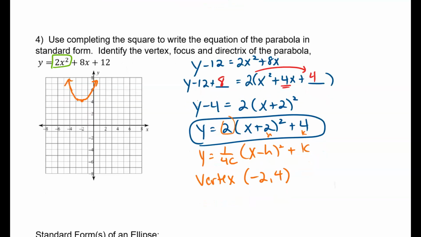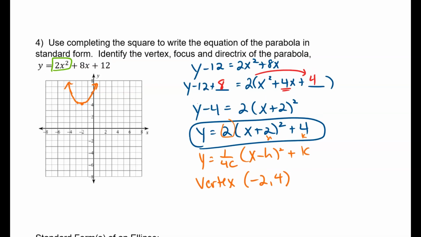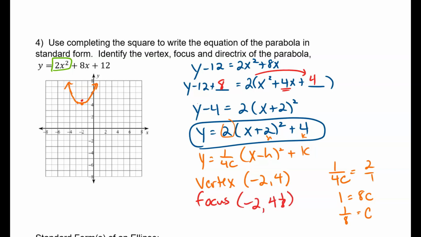So now I have to find my C, which is the hardest part. But remember, it's pretty simple. We just go 1 over 4c is equal to 2. We just cross multiply. So I get 1 is equal to 8c. C is equal to 1/8. It's positive. Now, that means my focus is going to be this direction. It's right above the vertex. It goes along the axis of symmetry. So I'm actually adding on to my y value. So my focus is going to be at negative 2, 4 1/8.